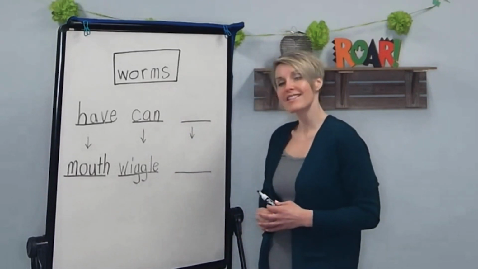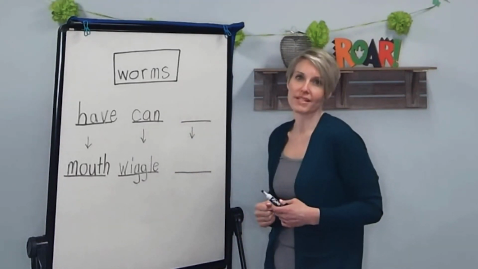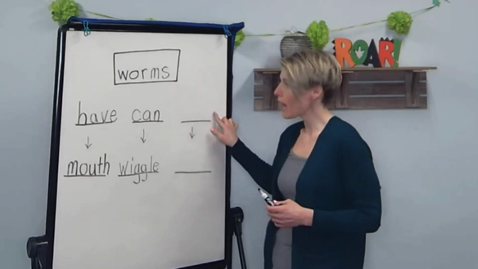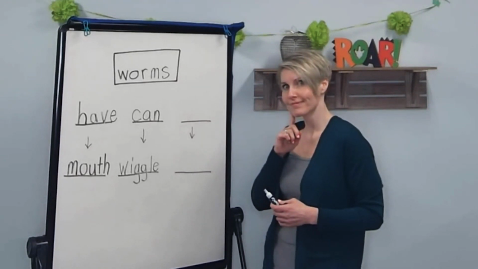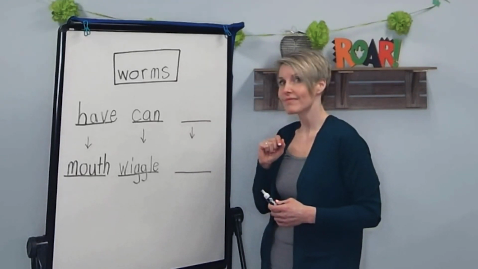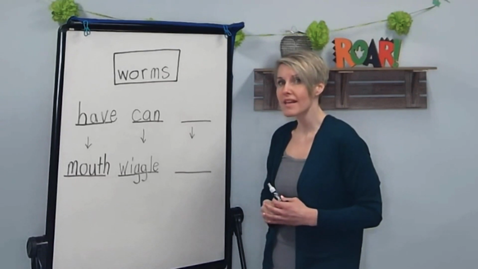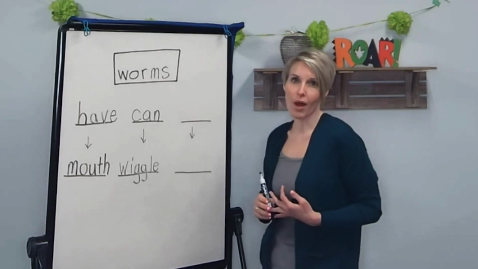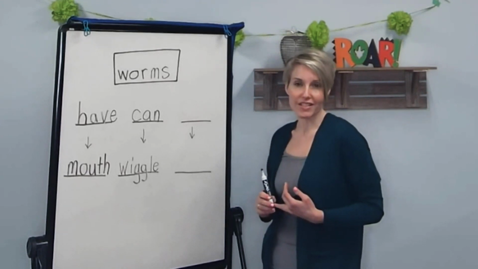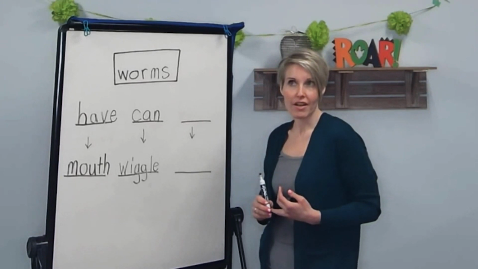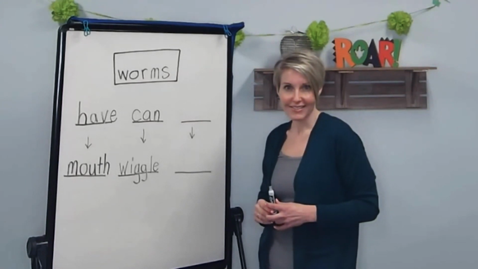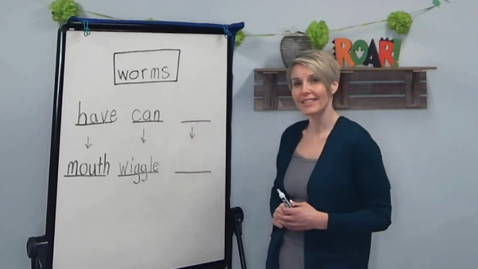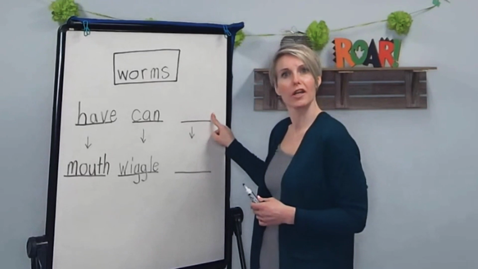Now, let's think about what did worms help? Do you remember from the book? Worms help. Let's think about it. Worms help by making the soil soft and airy. They also help by turning the dirt and making it rich so that plants can grow. That's right. Worms help plants. Let's write that. Could you help me with the word help?